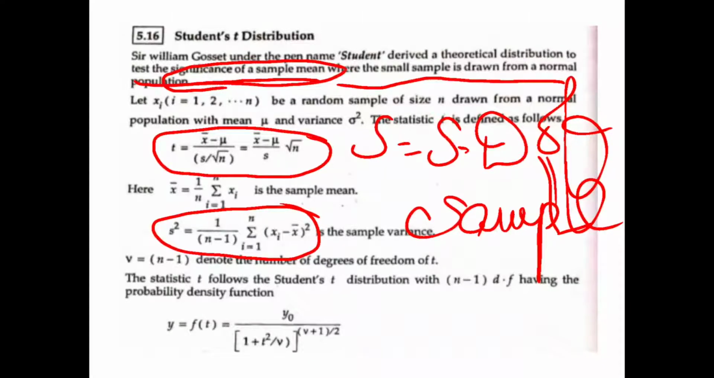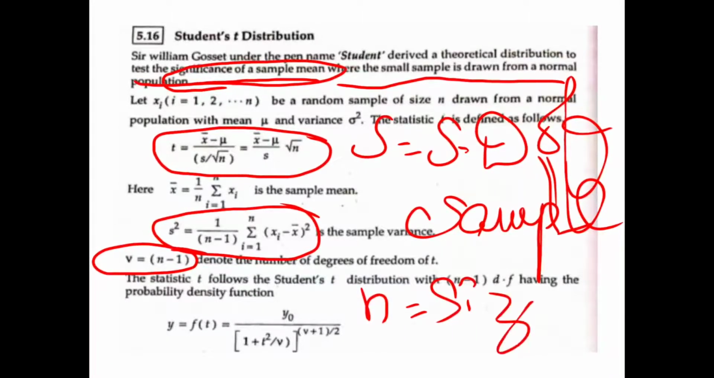Now the degrees of freedom comes to the picture. What is the degrees of freedom here? Nu here is given by n minus 1. But what is n? N stands for the size of the sample. Therefore, the degrees of freedom nu is given by n minus 1.